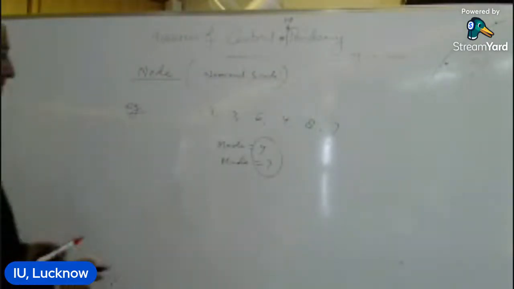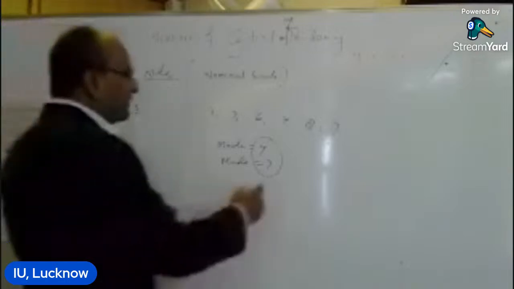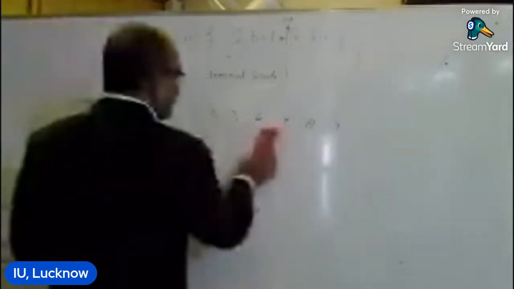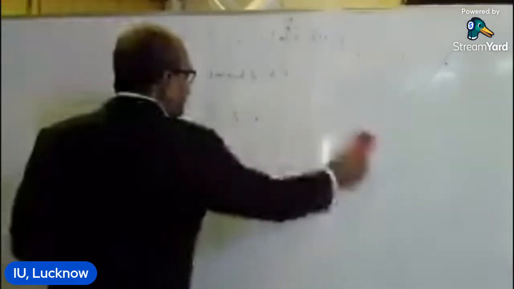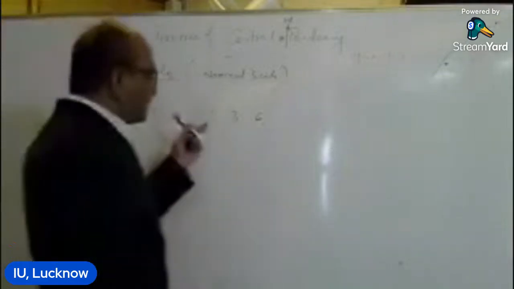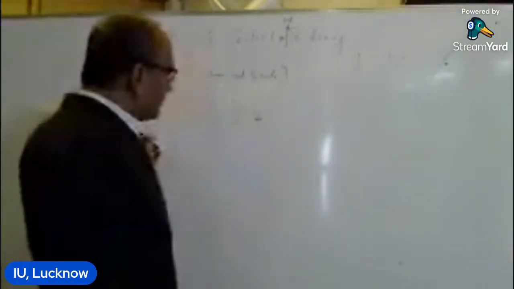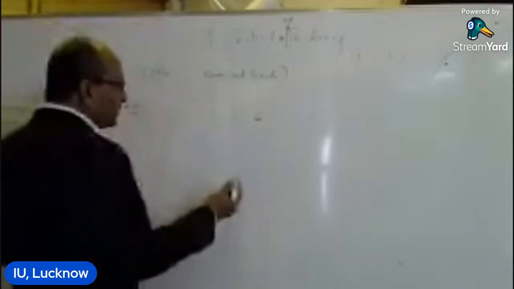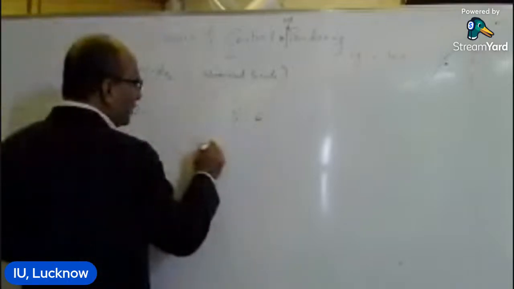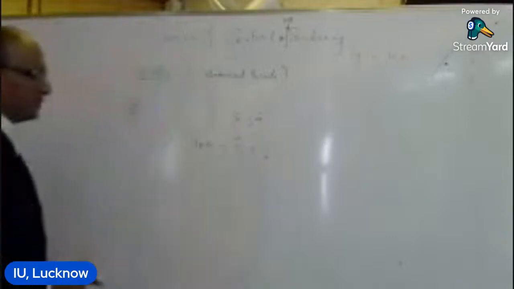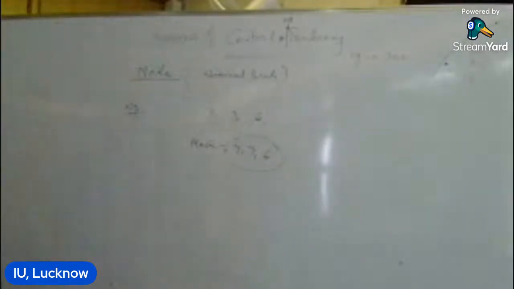Suppose we take this example: 4, 7, 6. In that case what is the mode? Either you can say there is no mode because there is no repetition, or in another way you can say the whole observation is the mode, meaning 4, 7 and 6 are all modes because all have one frequency.